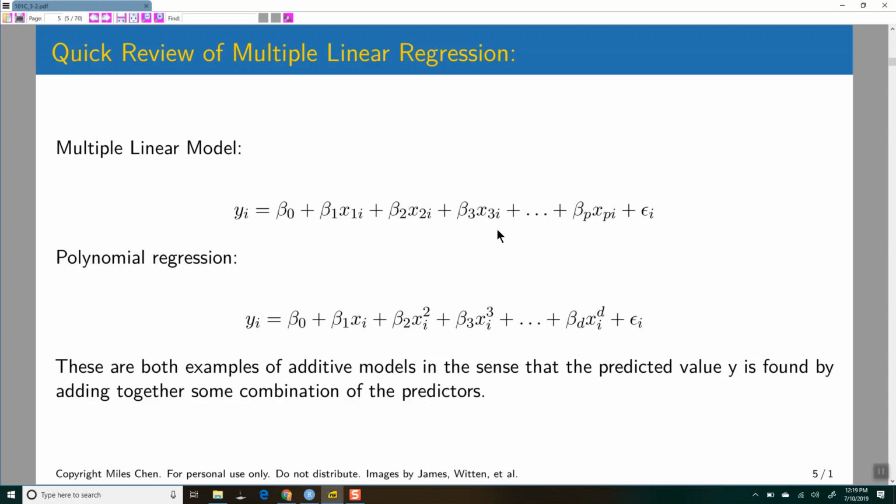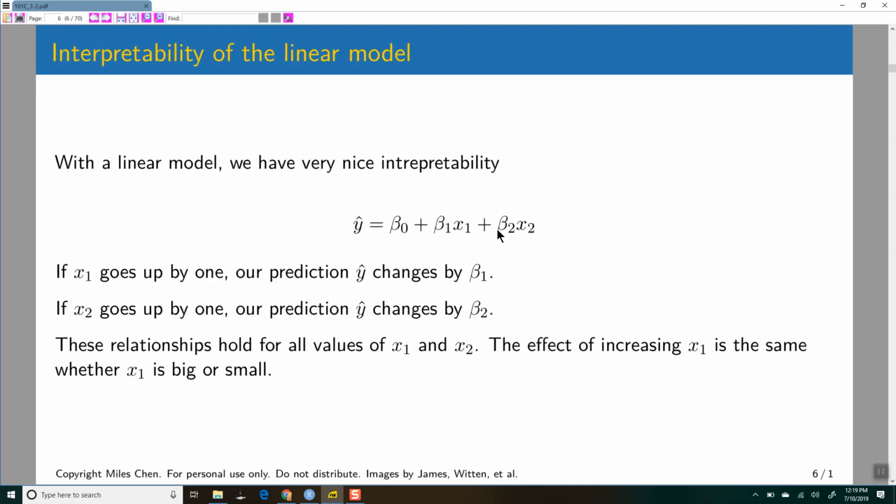And so far, we've just had the linear stuff, right? And with the linear thing, basically the idea is that if x1 changes by 1, then your prediction goes up by beta 1, okay? And if x2 changes by 1, then your prediction goes up by beta 2. And this relationship holds for all values of x1 and x2.